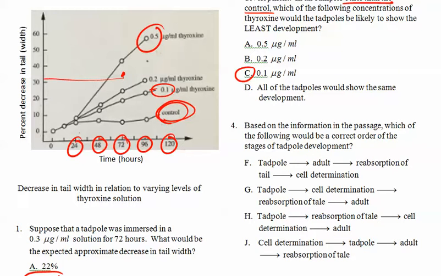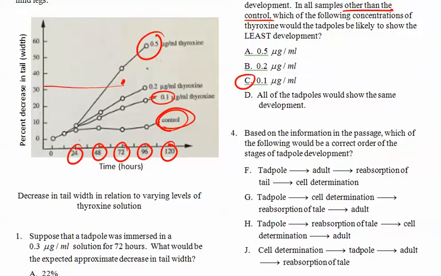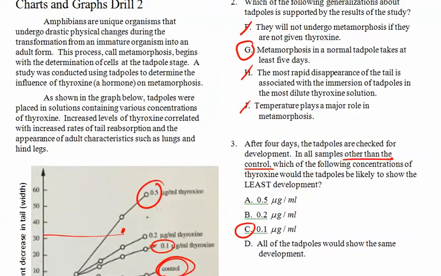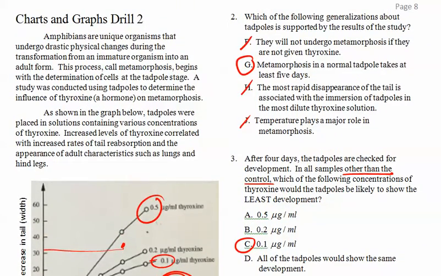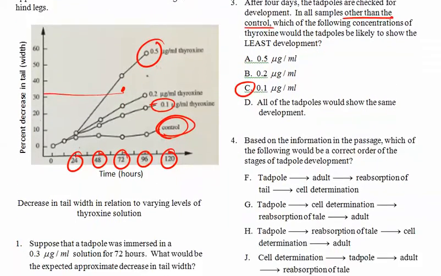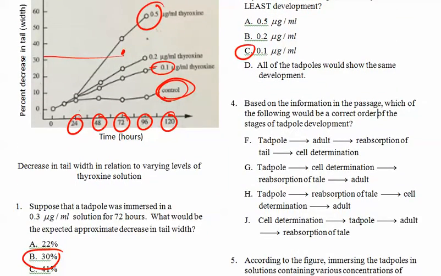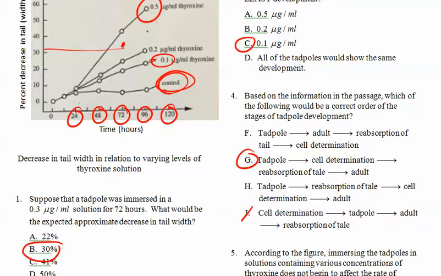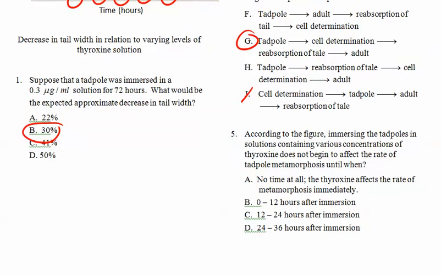This one bothers me, because if you read the passage, it says determination of cells. Where is it? It begins with the determination of cells, but if you read the whole thing, at the tadpole stage, so if you don't have a tadpole, you can't have determination of cells. By the way, what does determination of cells mean? I have no idea. So it's not that one. It's tadpole, cell determination. It's this one. Reabsorption of tail in adult. That one's tricky. They're doing their best to mess with you.